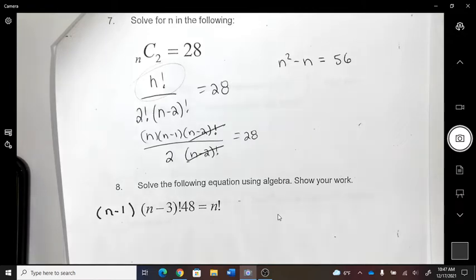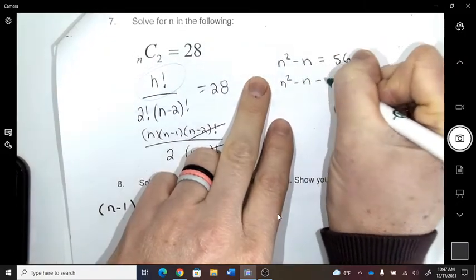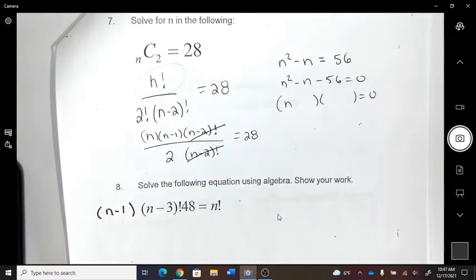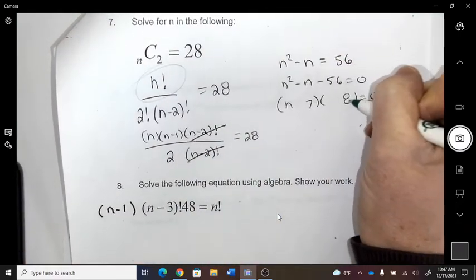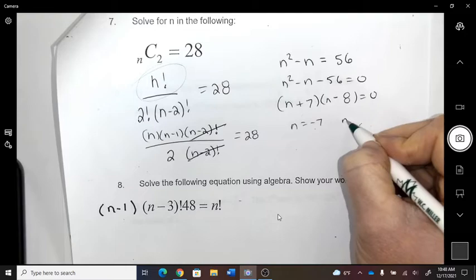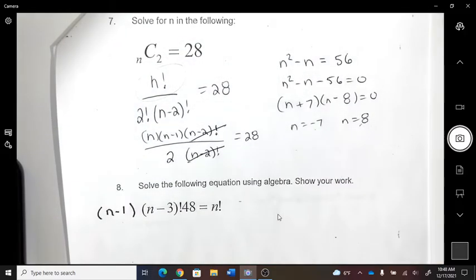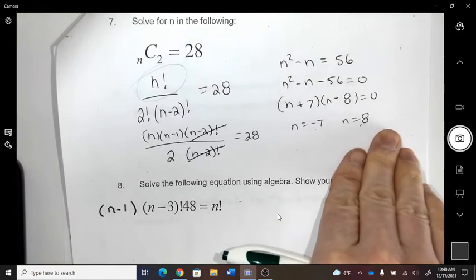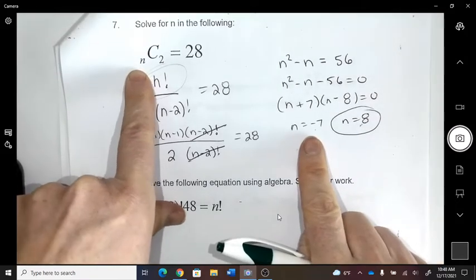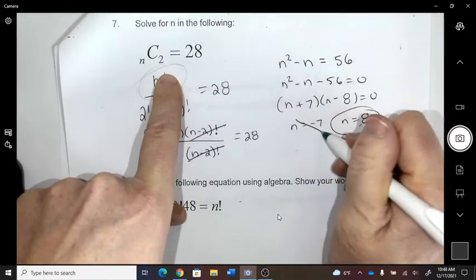Okay, and then your pros at this, when you see stuff, you're gonna zero it and factor it, right? So 7 and 8. Okay, so when I look at this answer, 8 choose 2. Well, that makes sense. Negative 7 choose 2, no, that's not going to be possible.